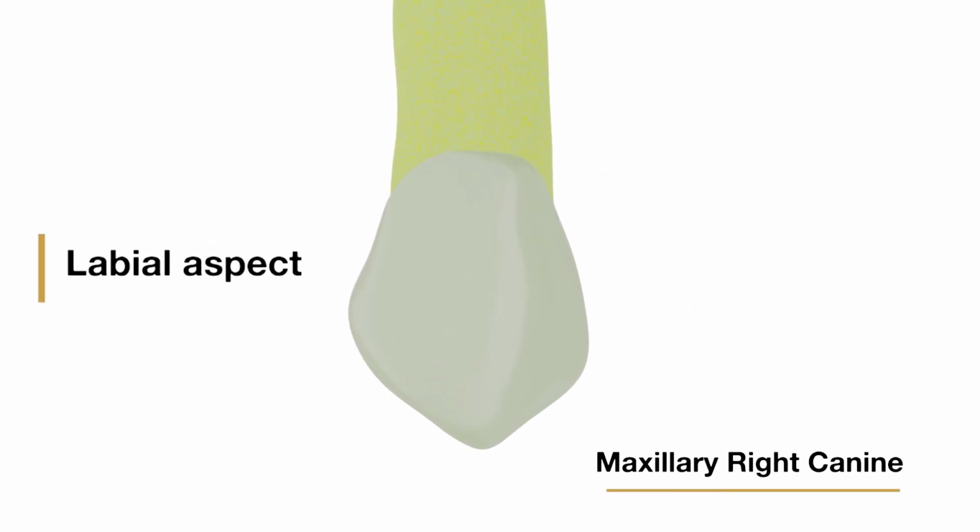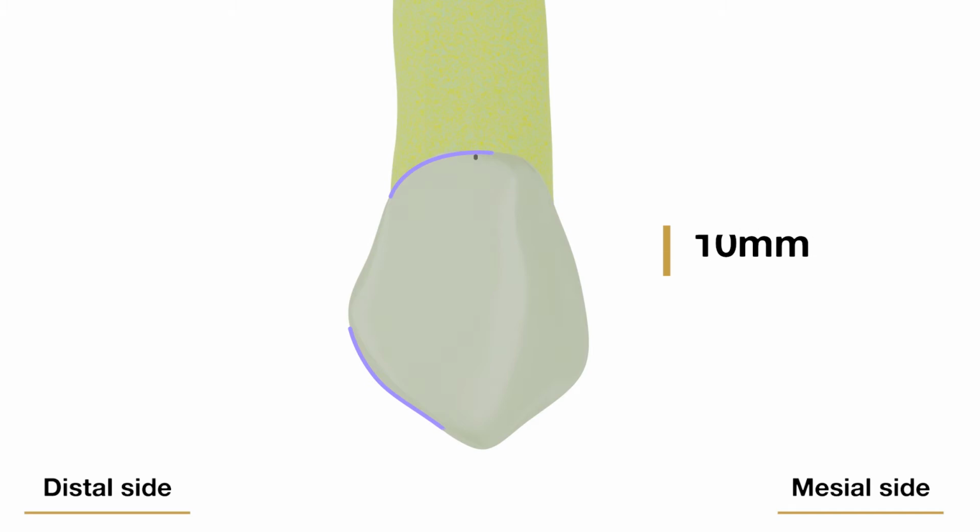Now, let us start with the labial surface of the maxillary right canine. From a labial view, the mesial half of the crown resembles a portion of an incisor, whereas the distal half resembles a portion of a premolar. This tooth compromises in the change from anterior to posterior teeth in the dental arch. The length of the crown cervico-incisally is 10 mm, which is almost equivalent to maxillary central incisor.